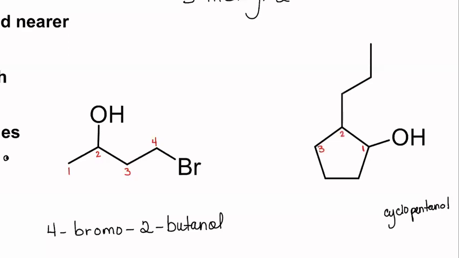2, 3, 4, 5. So at position 2, what substituent do we have? Let's put that in the chat. What substituent do we have on 2? Isaiah got it. Not iso. You actually had it the first time, Isaiah.